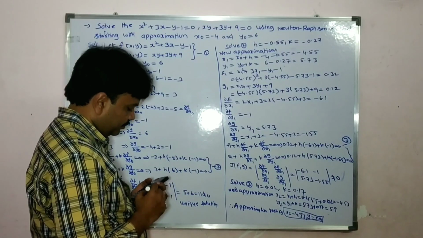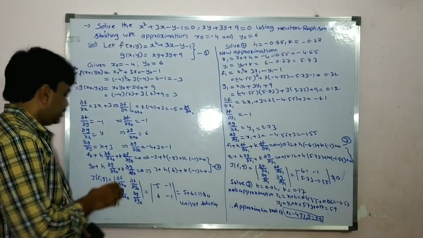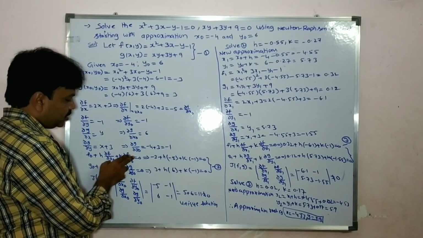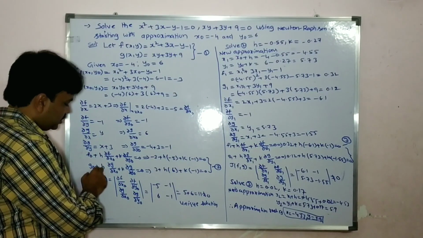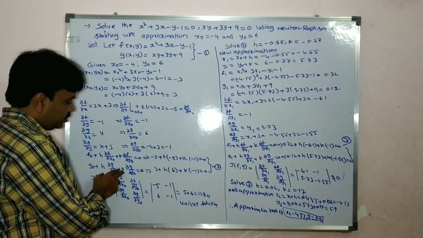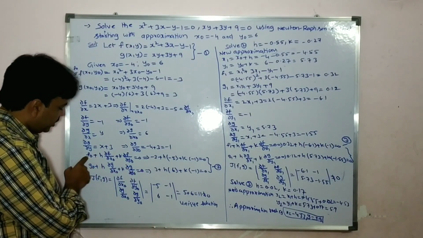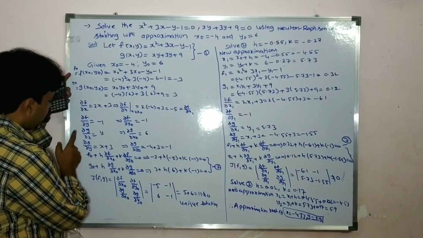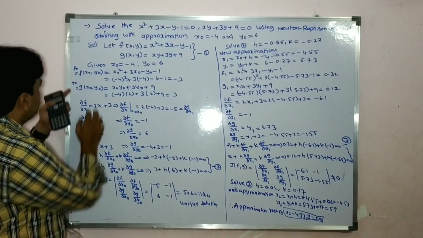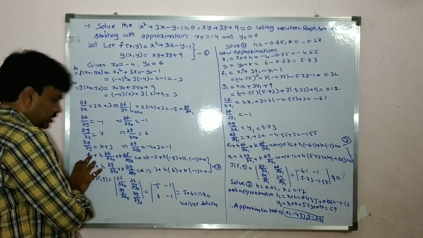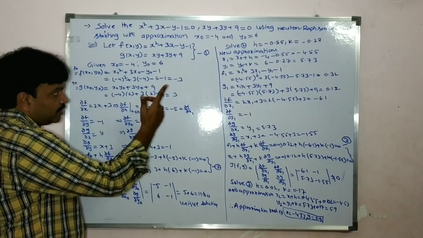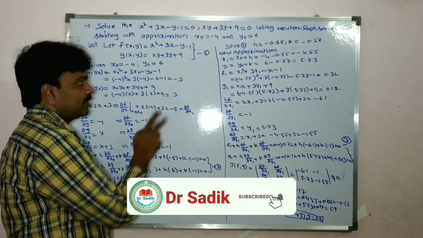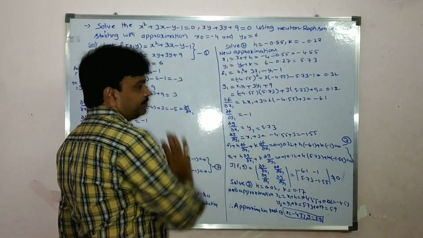Once again students, we have the equations f0 + h into ∂f/∂x0 + k into ∂f/∂y0 is equal to 0, and g0 + h into ∂g/∂x0 + k into ∂g/∂y0 is equal to 0. We are finding the values of f0, ∂f/∂x0, ∂f/∂y0, ∂g/∂x0, ∂g/∂y0, and g0. You substitute in these two equations, you get the h, k values. You add them to the initial approximations, you get the new approximation, students, x1, y1.